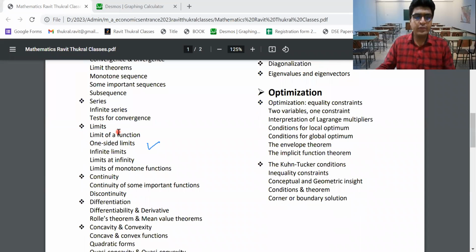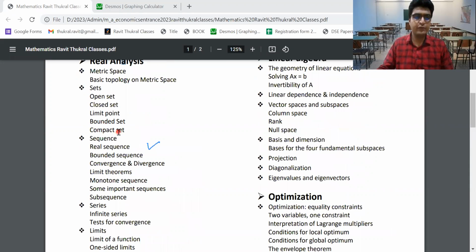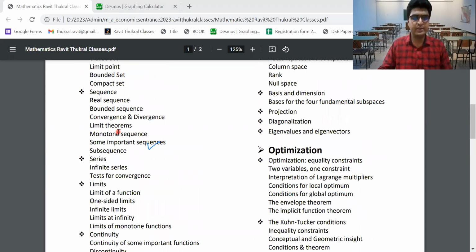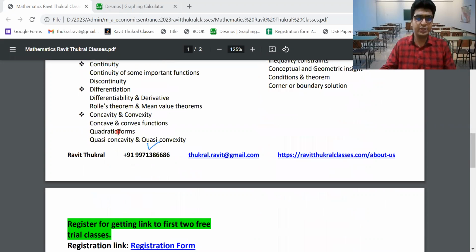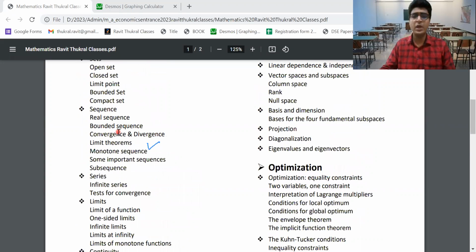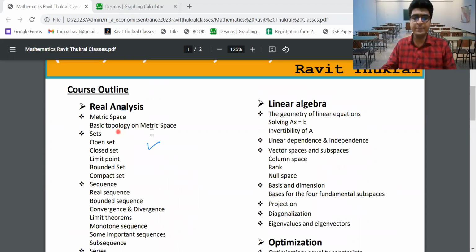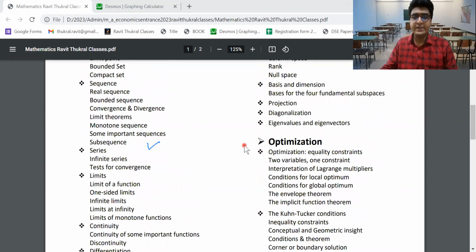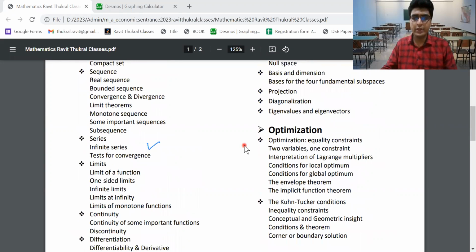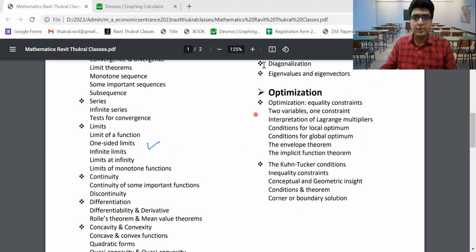Real analysis में ही और सारे जो chapters हैं calculus के वो included हैं. Okay, we'll talk about functions, metric spaces, sequences, series, limits, continuity, differentiation, concavity, convexity. Okay, and then we'll move on to linear algebra, in which we'll talk about null space, column space, rank, projection, etc. And finally we'll move on to optimization. Okay, so let's get started.